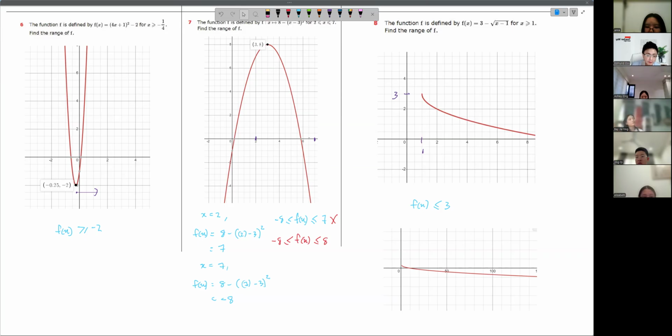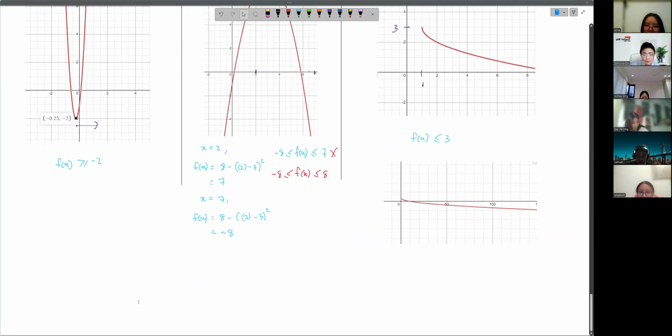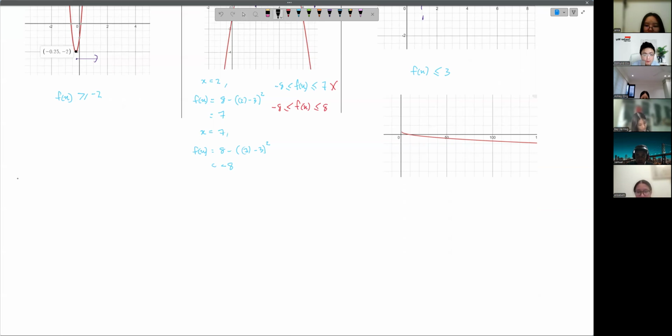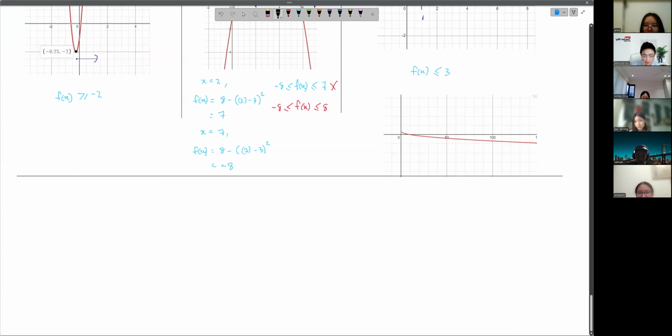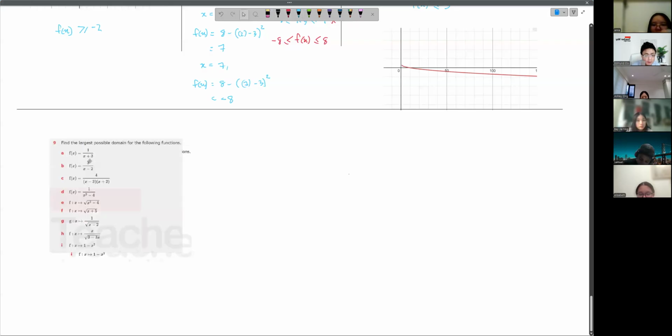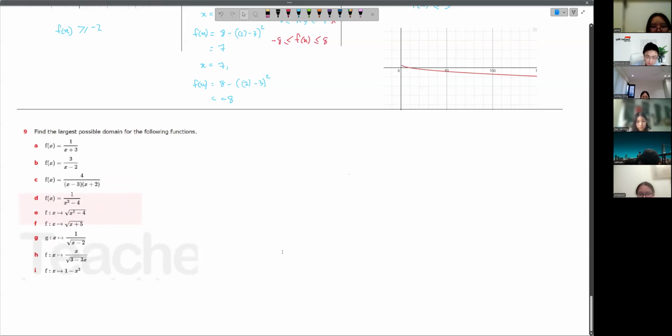Okay, let's continue with the next part, which is question 9. Question 9 is a bit different than the ones before this. So why is it different? There is a typo in the question. It's actually not largest possible domain, it's just find the domain. Basically, you want to say what is the value of x in such a way that this function can happen.